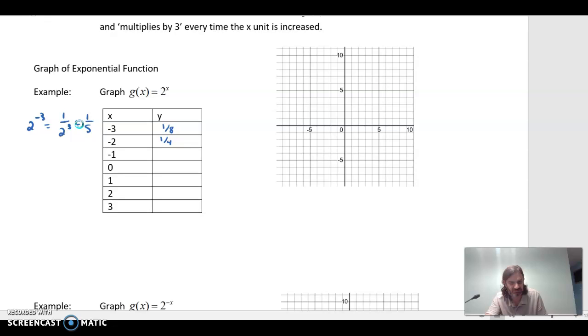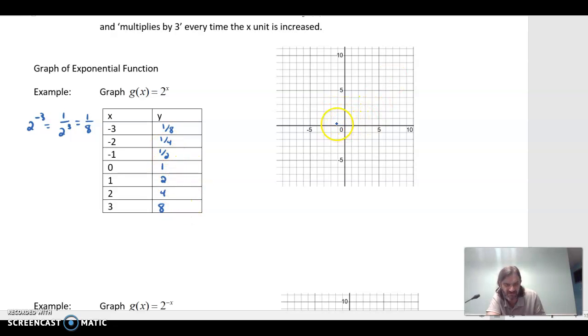Okay, so 2 to the negative 1 would be 1/2. 2 to the 0 is 1. 2 to the first is 2. 2 squared is 4. 2 cubed is 8. So you see over here in some places it's not changing very quickly with the fractions, the 1/8 to the 1/4 to the 1/2. But then as we get on the other side of 0, we multiply by 2 each time. So 2, 4, 8, those are getting further apart. One of the main things here to compare to the linear function is to notice that we're not changing by the same number each time.